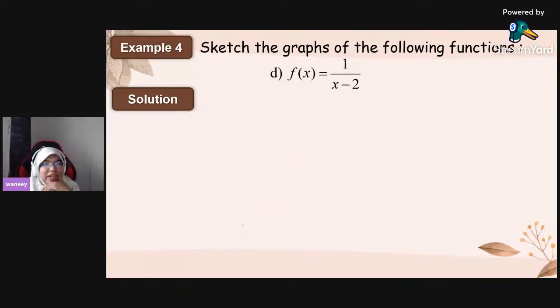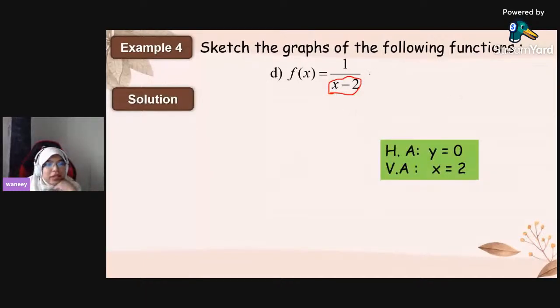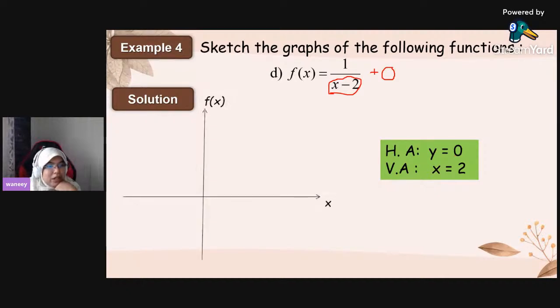Okay, so we have 1 over x minus 2. So of course, this is a reciprocal function. So we must draw our asymptote. So you let your denominator equal to 0. So those one will become your vertical asymptote. The horizontal asymptote, I don't see anything at the back over here. So the horizontal asymptote is simply y equal to 0. So for vertical, you're going to take this one. You're going to let them equal to 0. Okay, and then at the back over here, this is plus 0. So that means I know for sure my horizontal asymptote is y equal to 0. Okay, so horizontal asymptote, vertical asymptote, make sure you have them ready.